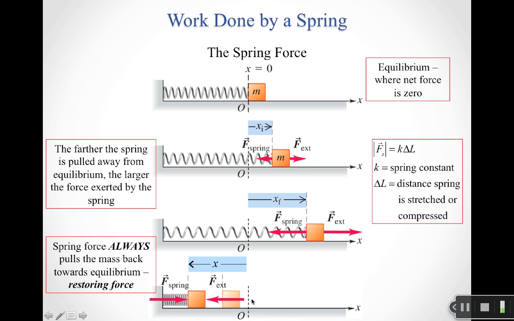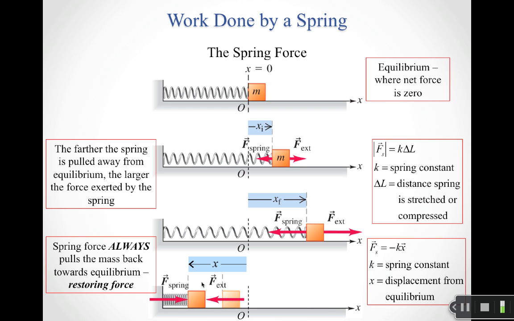So if your mass starts at equilibrium and you pull it a little ways out to the right, the spring force points to the left. If you push the mass a little bit to the left, the spring force is going to point back to the right. So the spring force always points towards equilibrium.